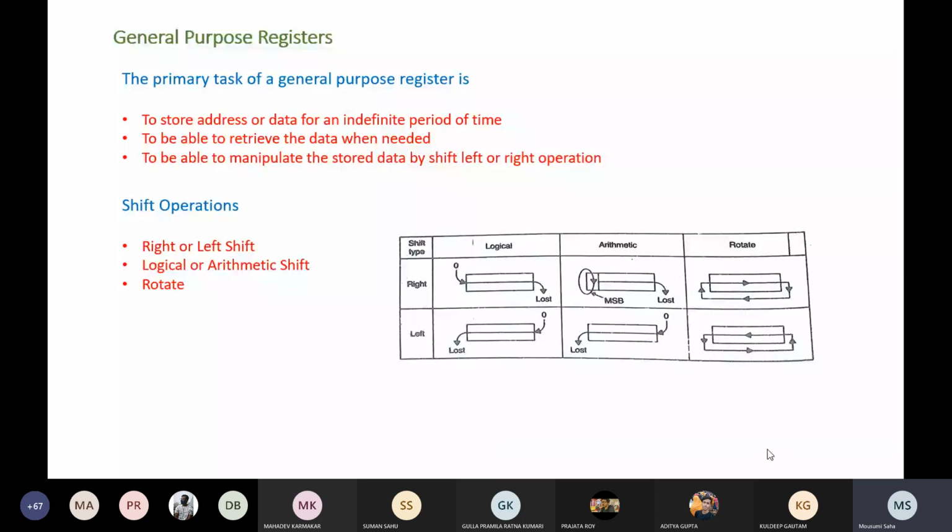If it is 0, then it will be 0. If it is 1, then it will be 1. Okay, so in that way you can do the right shift. But for the left shift, arithmetic left shift and logical left shift, there is no difference. Now the rotating operation: the LSB will go to the MSB, and for the left shift, the MSB will go to the LSB. Okay, so this is the rotating operator.